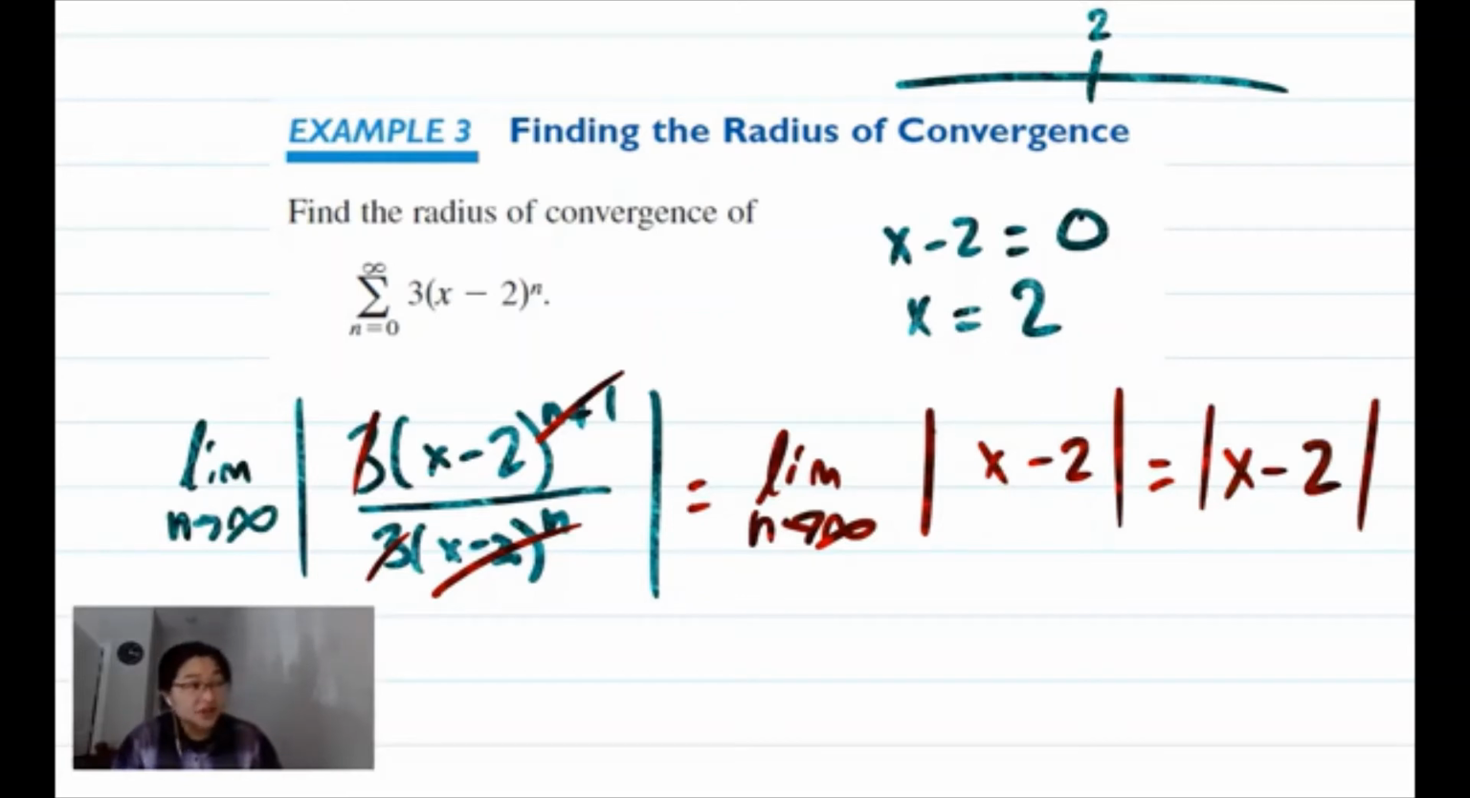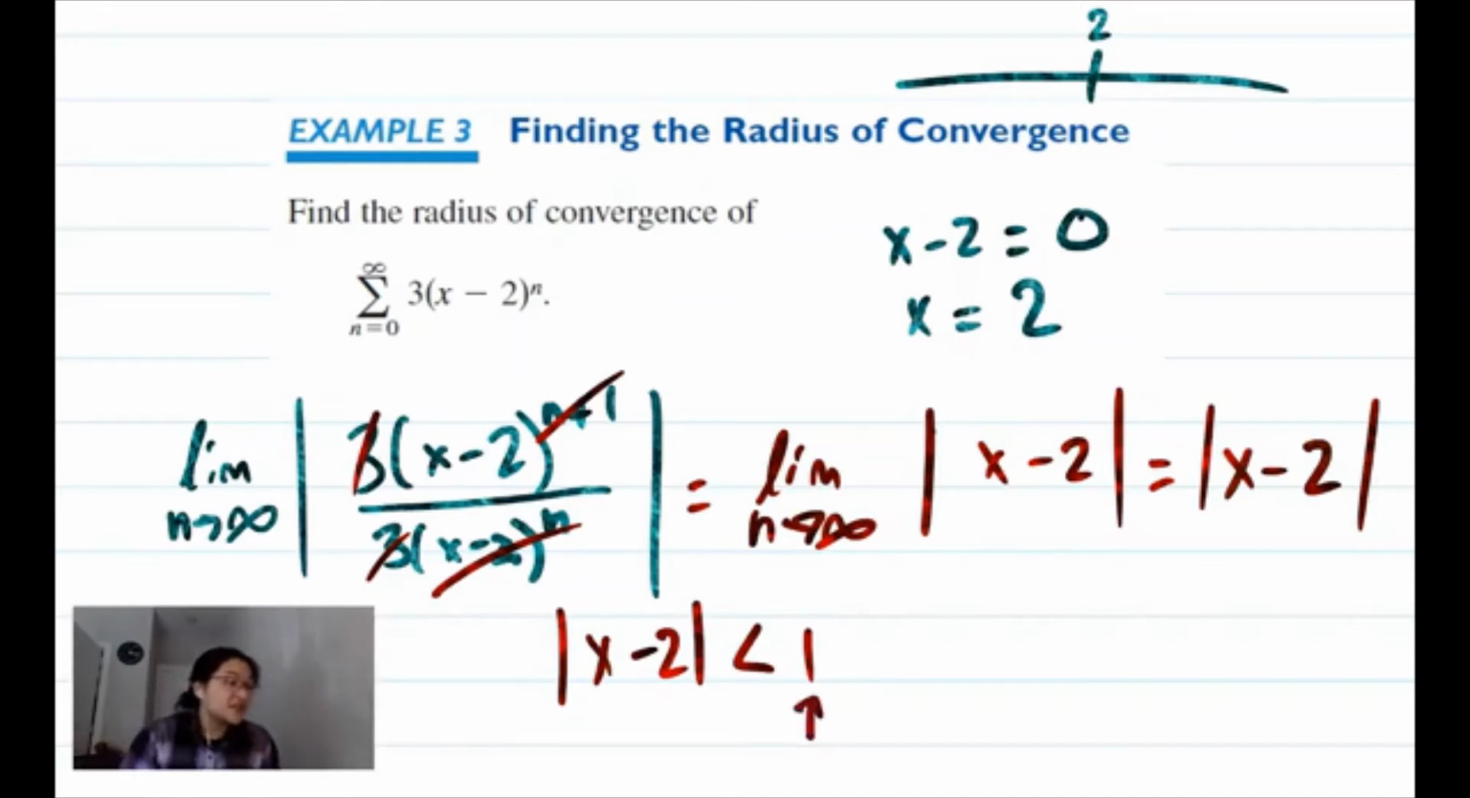And so that can be a number. When does our ratio test give us convergence? When the number that we're looking at is less than 1. So if that number is less than 1, now we have an interval of convergence and we have a radius of convergence. So our radius of convergence is 1, right?